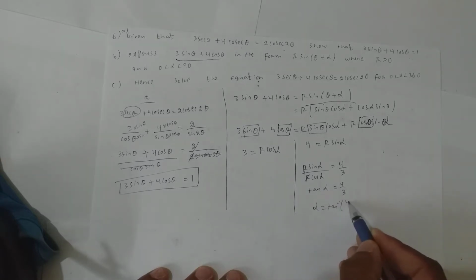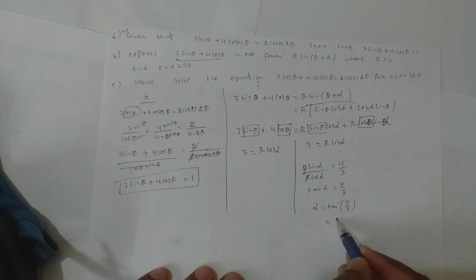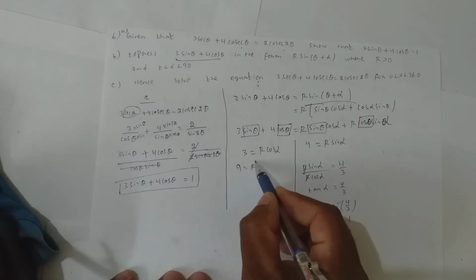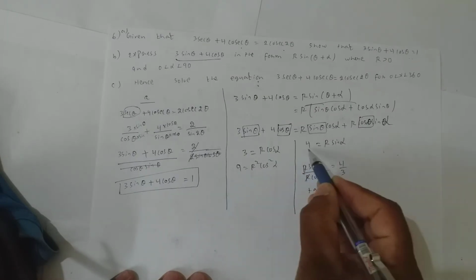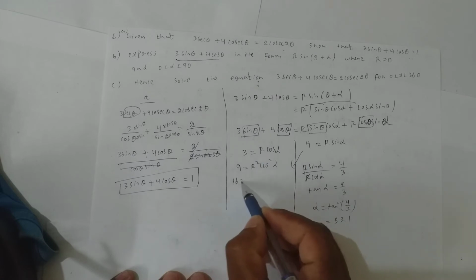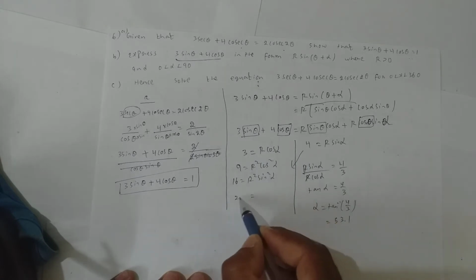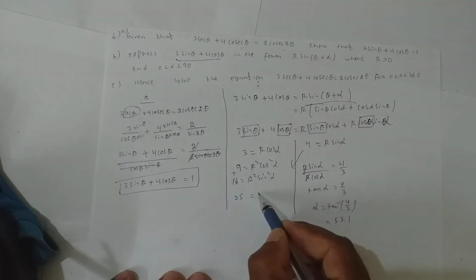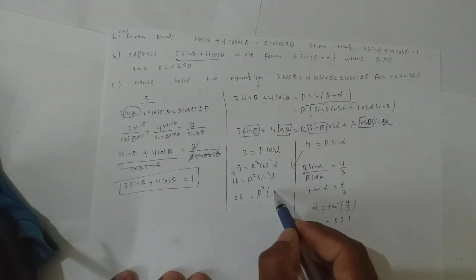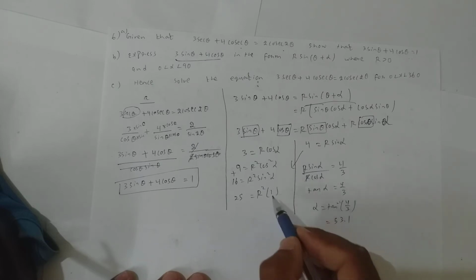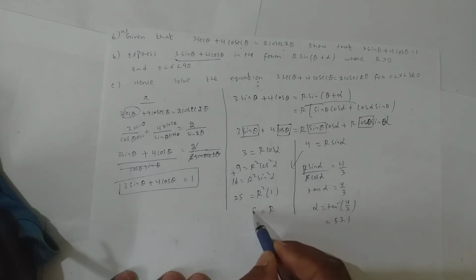Alpha is nothing but tan inverse 4 by 3, which is 53.1. Now how do I get r? Square each and add. Square this and place it here. You get 16 equal to r square sin square alpha. So if I add these two, r square I take common, cos square alpha plus sin square alpha, I get 1. So my r value is 5.